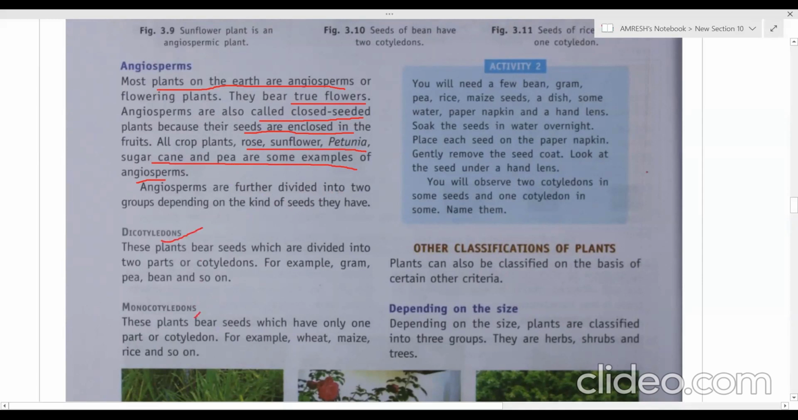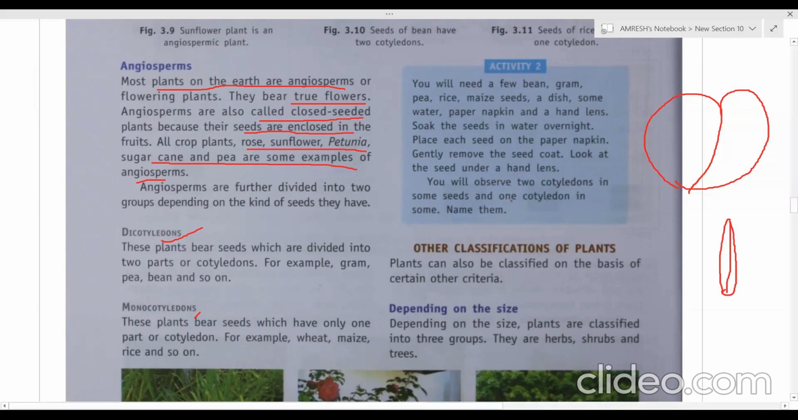Angiosperms are further divided into two groups, dicotyledons and monocotyledons. See, your seed is normally one with two cotyledons, like your nut. If you break it, you will get two parts, part one and part two. And one is with one cotyledon. See, the rice plant, you cannot break it into two because it has only one cotyledon. But here in your groundnut, you will see two parts of a seed, cotyledon one and cotyledon two.